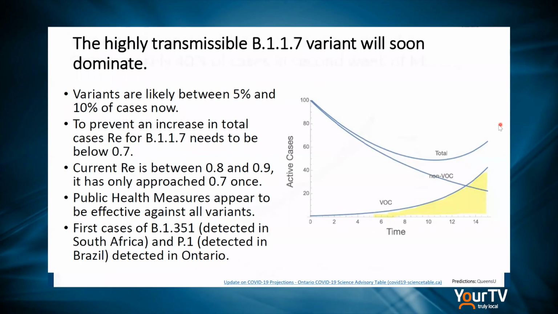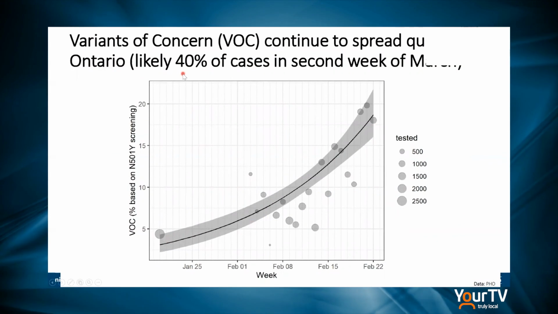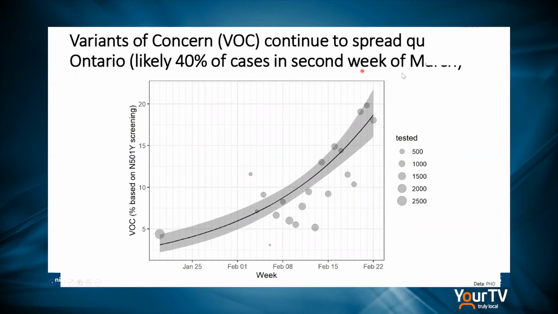The Ontario Science Table released their latest modeling last Thursday, and this is what they have seen and what they're projecting. And they're saying that that provincial number will go from being about 20% to about 40% in the second week of March. And of course, next week is the second week of March. And so these are coming up very quickly on top of us.